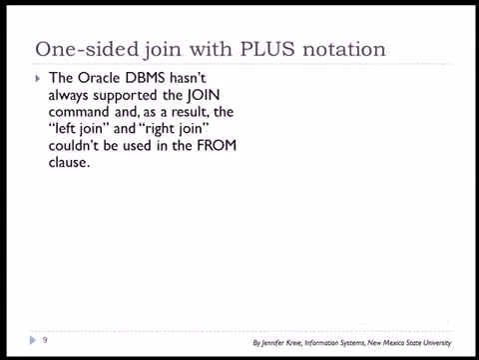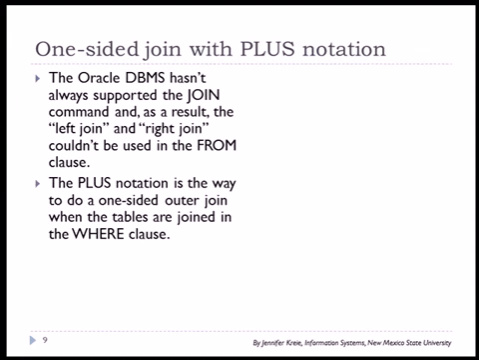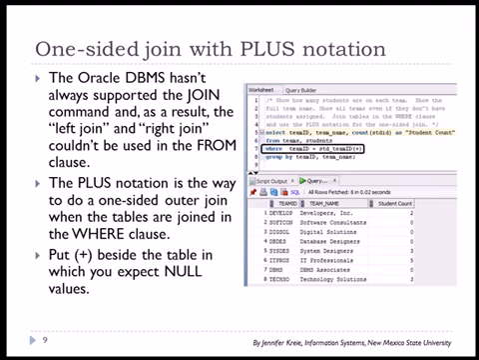Several years ago, the Oracle DBMS did not support the use of the term join, and so as a result you couldn't use in the from clause left join or right join. But you could still do a one-sided outer join. You did it in the where clause. You would put a plus beside the table in which you expect a null value to occur.